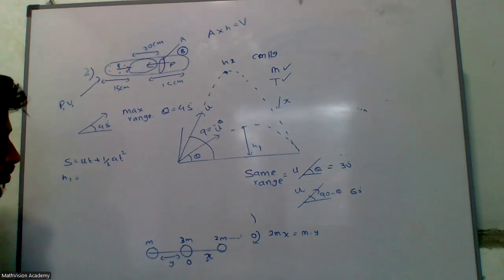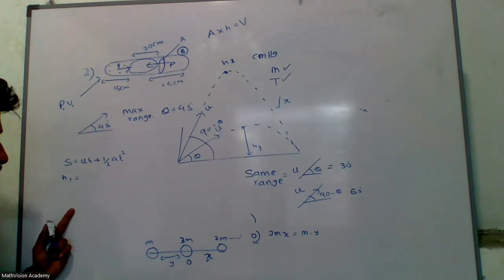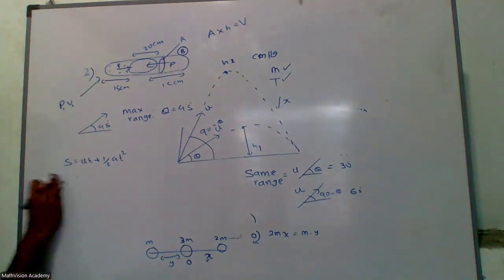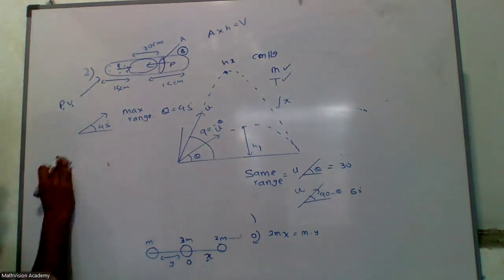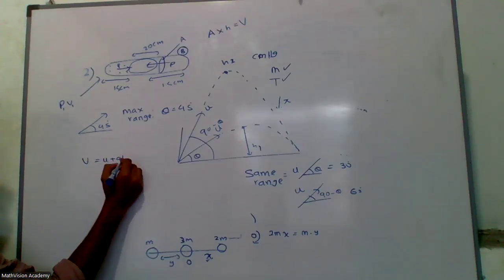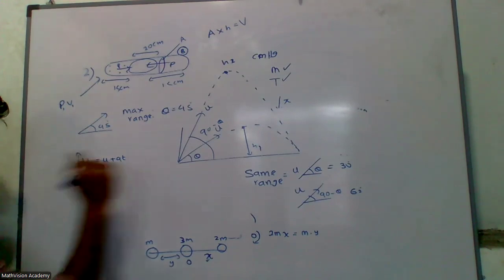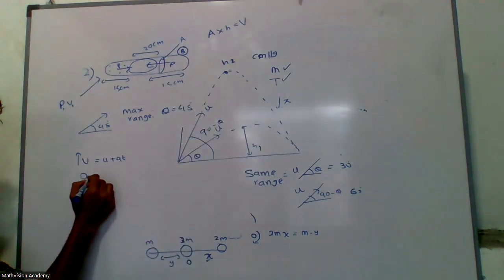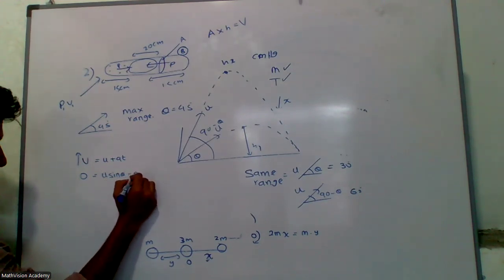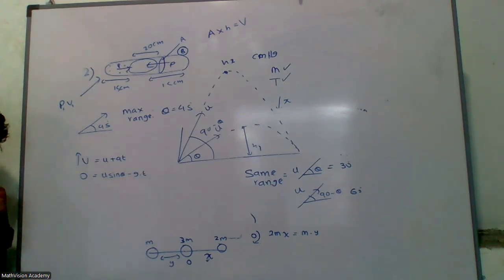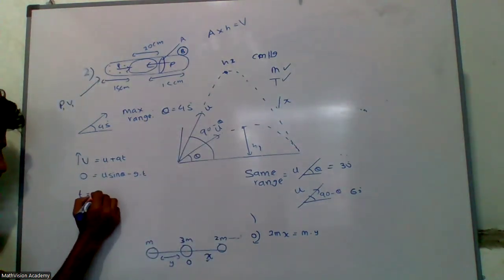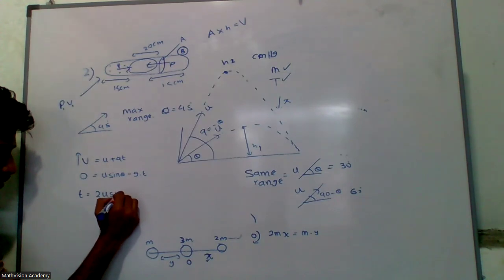You have to know the time, so you can use these. Okay. Without this, we can try. To find the time, we can use v equal to u plus at in the upward direction. Final velocity is 0. Initial velocity is u sin theta minus g t. So the total time taken for the projectile will be 2u sin theta over g.